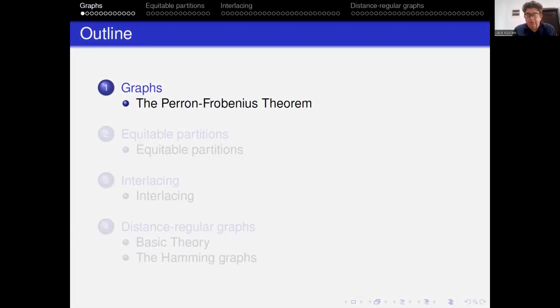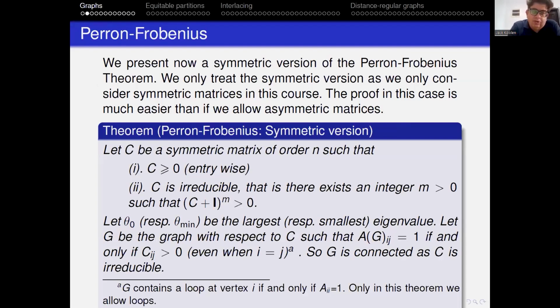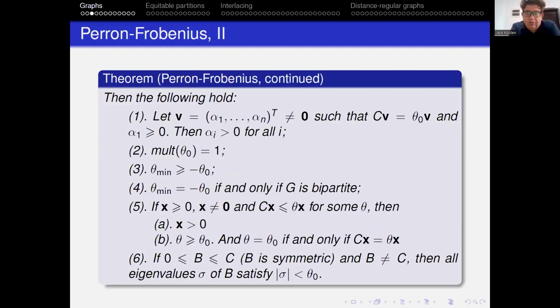Okay, I will continue with the Perron-Frobenius theorem, which I was halfway through proving yesterday. So I will start with that part for today. The Perron-Frobenius theorem, if you recall, is where we have a non-negative matrix that is irreducible. Then the main point is that the largest eigenvalue of this matrix is also largest in absolute value, and it has multiplicity 1. Those are numbers 1 and 2.